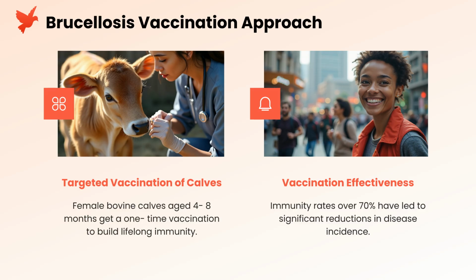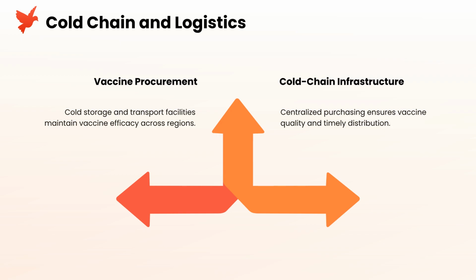For brucellosis, the strategy focuses on vaccinating female bovine calves between 4 and 8 months of age. This approach has proven effective, with immunity rates over 70% significantly reducing disease incidence. Effective logistics are vital. Cold storage and centralized purchasing infrastructure ensure vaccine quality and timely distribution across all regions.